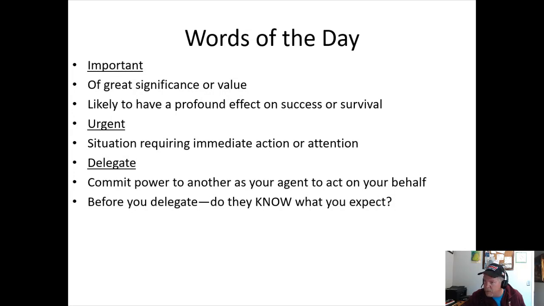Oftentimes we'll tell people, do this, and that's all the guidance they're given. And they're like, okay, how, what, why? So make sure you explain, here's what I want done, and here's how I want you to do it. Now, it doesn't have to be micromanaging, but at least you tell them, here's what I expect. Here's the result I want. Now go forth and prosper and act on my behalf. Because as a leader, you can't do everything.